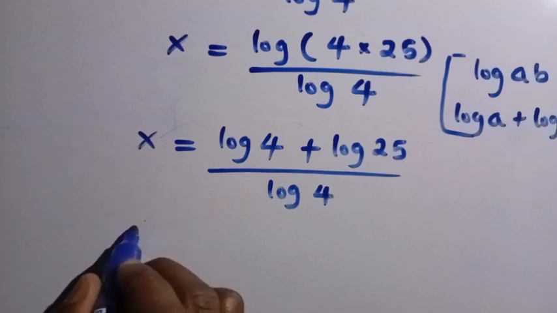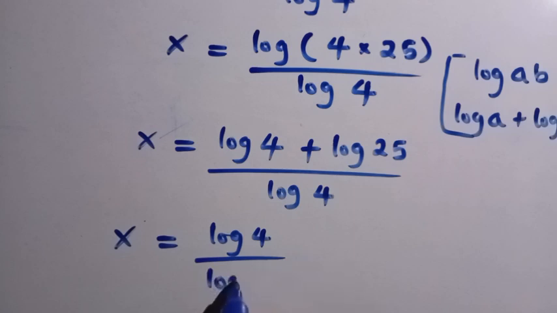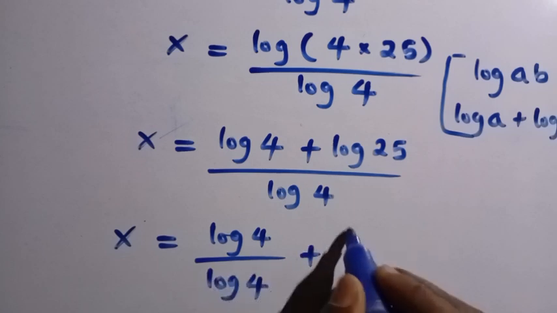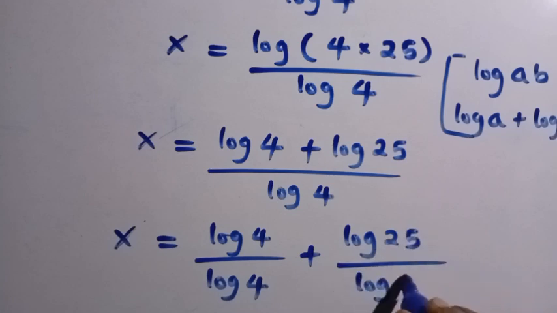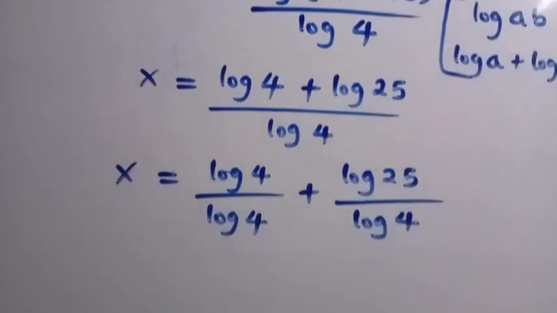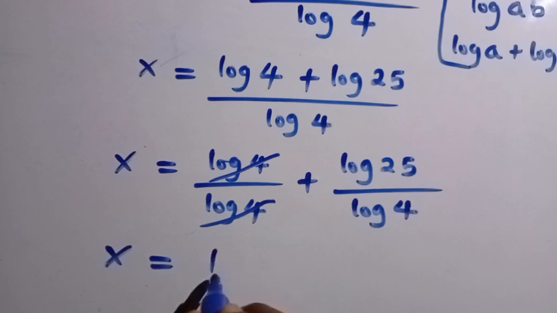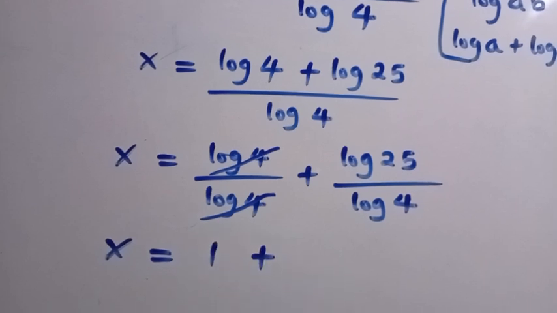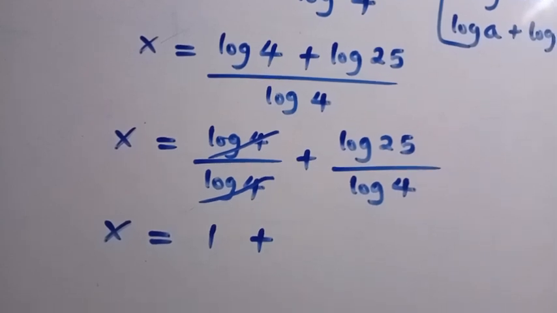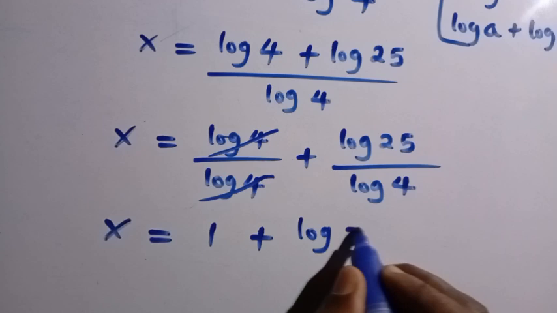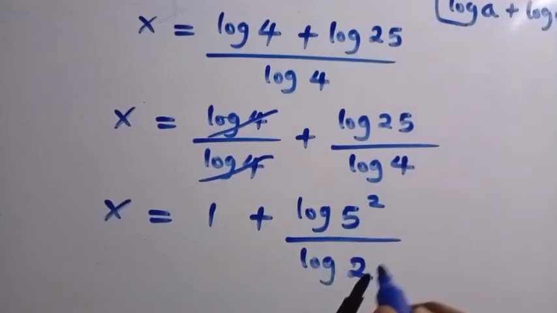And then, let's try and separate this as log 4 divided by log 4 plus log 25 divided by log 4. So after having this, log 4 cancelled log 4, we have x equals 1 plus log 25 divided by log 4. Which you can write this thing as log 5 raised to power 2 divided by log 2 raised to power of 2.